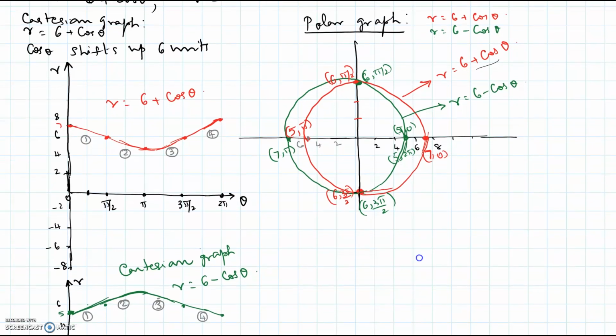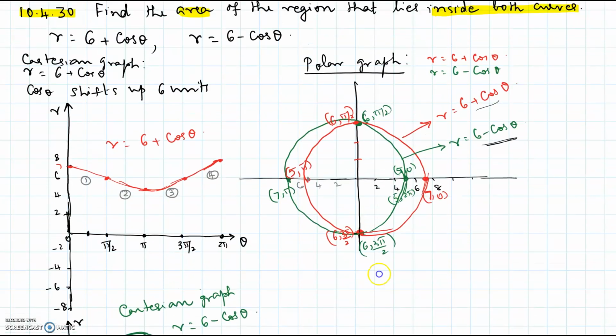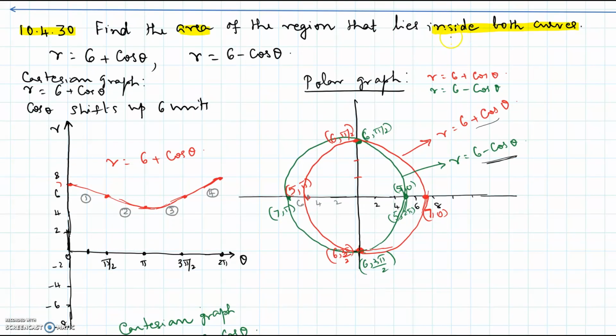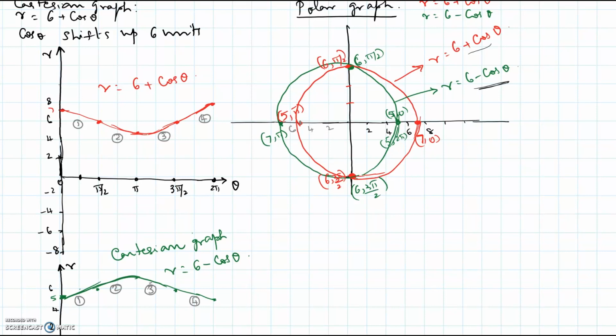And then same way we do the Cartesian graph of 6 minus cosine theta, which is the inverted cosine graph shifted above 6 units, which is what's shown in this graph. And then I translated that into the polar graph on the right side, which is shown in green, which is 6 minus cosine theta. Now the question is to find the area inside both curves. So inside both curves, this is the area that we want.